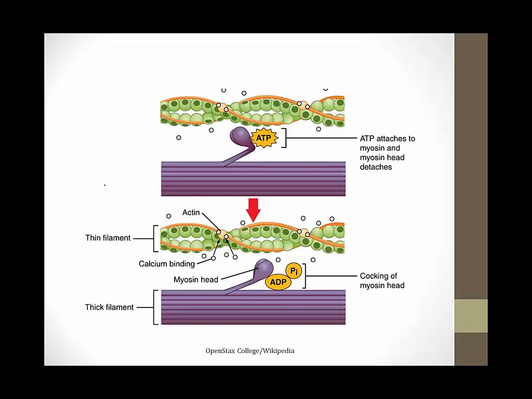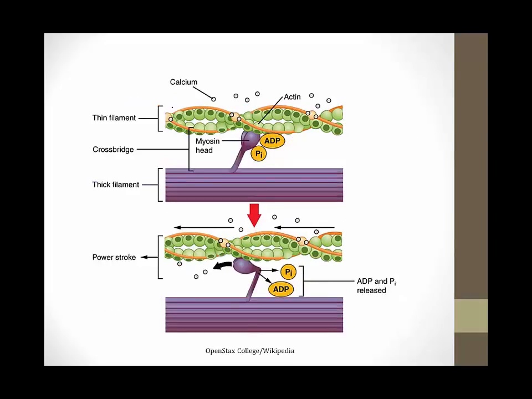Here's a picture from the web to make this very clear. This is the thick myosin filament at the bottom. This is the thin actin filament at the top. The myosin head, shown here, binds to ATP. It then hydrolyzes ATP to ADP and phosphate and assumes the cocked position shown at the bottom of the screen here.